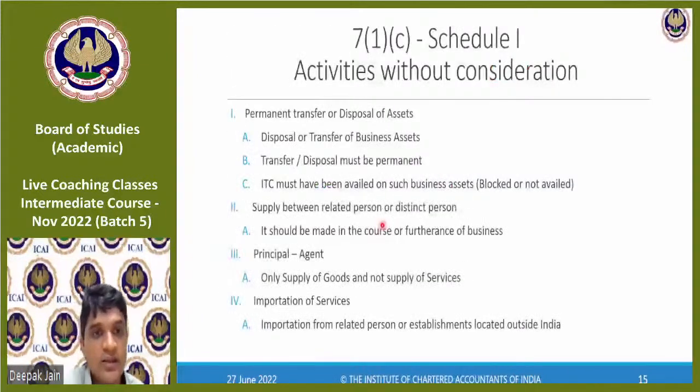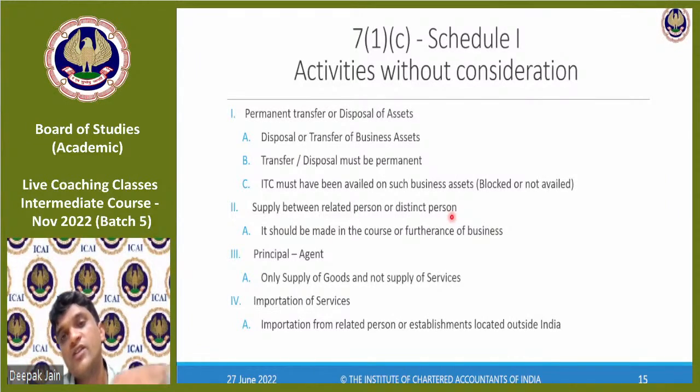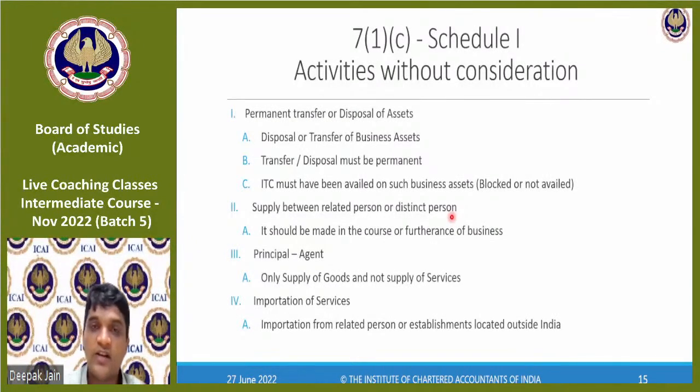It is mentioned here: supply between related persons or distinct persons. So any transaction between related persons is definitely supply, but supply between distinct persons is also supply. Okay, it should be made, of course, in the course or furtherance of business. So any transfer between distinct persons also qualifies as supply. Generally between distinct persons, say one branch to another branch, I will not give you consideration, I will set it off later on. Everything fine. So it is covered under Schedule 1. So this will be treated as a transfer and liable for GST.